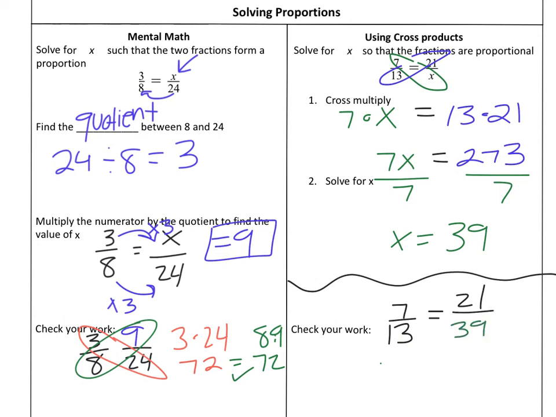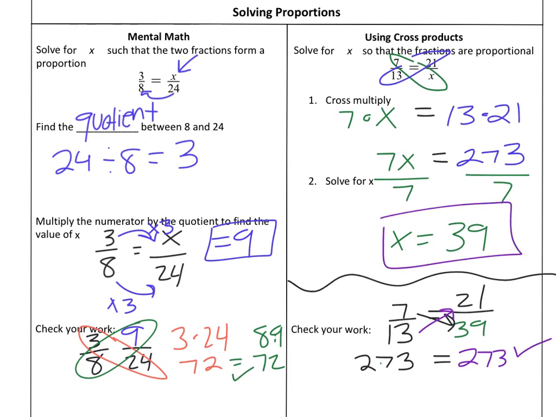I'm going to use cross products. I'm going to take 7 times 39 is 273. And I want to know, does that equal 13 times 21? Which is also 273. Yes, that works out. So now I can put a box around the answer.